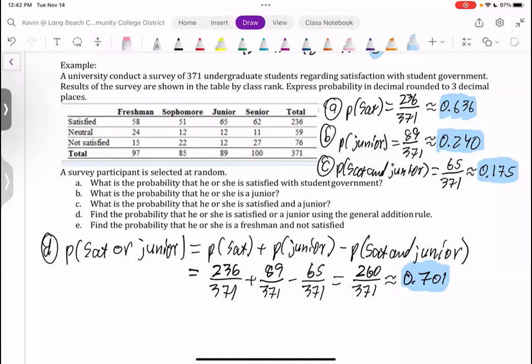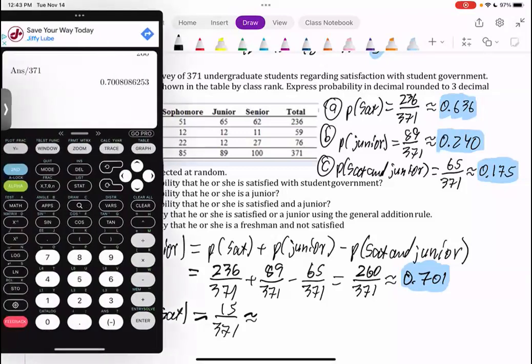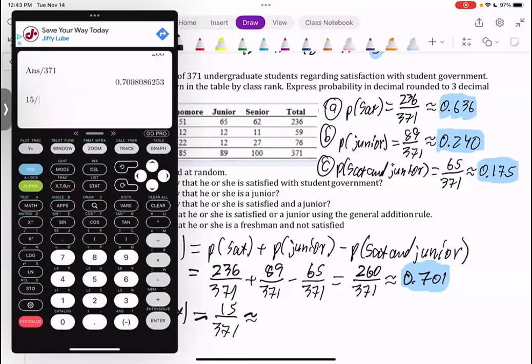And part E, find the probability that he or she is a freshman and not satisfied. So probability of freshman and not satisfied. So unsatisfied freshmen, there are 15, it looks like. .040 is what I'm getting.